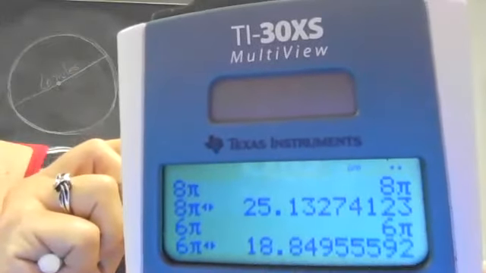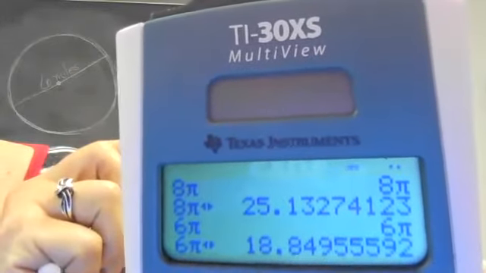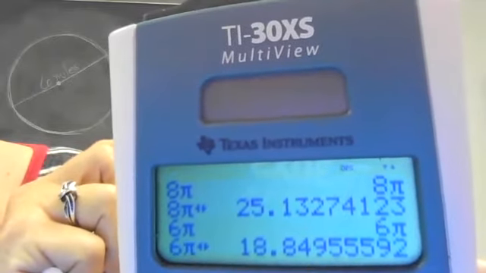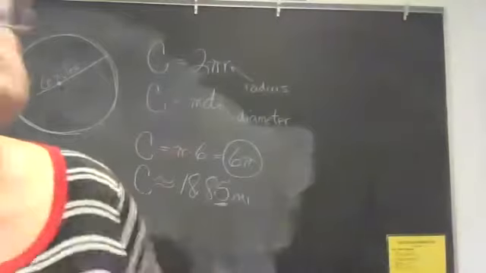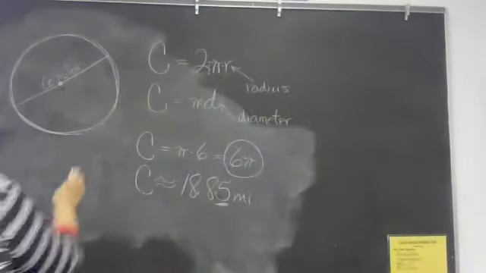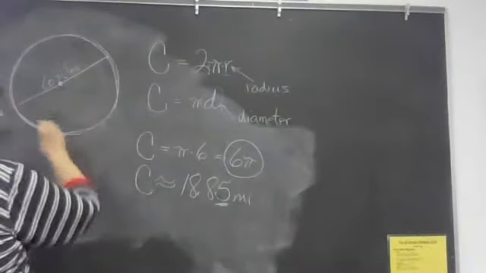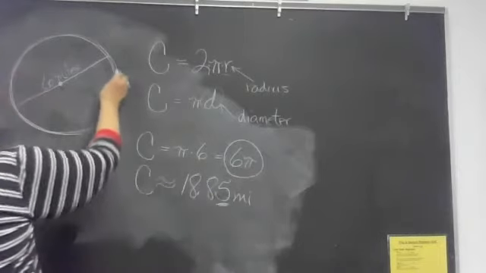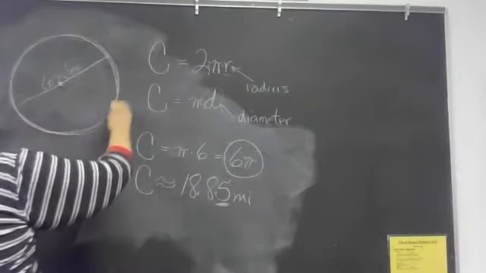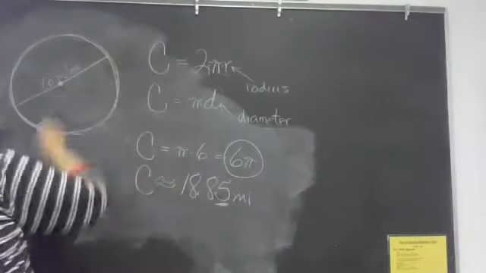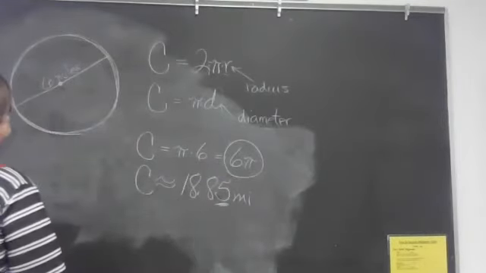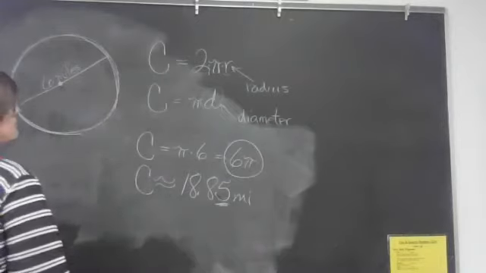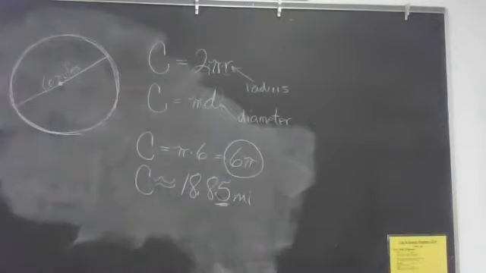So if you can't remember how to round, you need to go back and review rounding numbers and place value. So the circumference, or the distance around here, is almost 19 miles around if the diameter, the distance across, is 6 miles. Do you see?